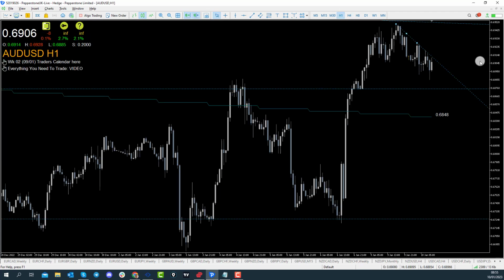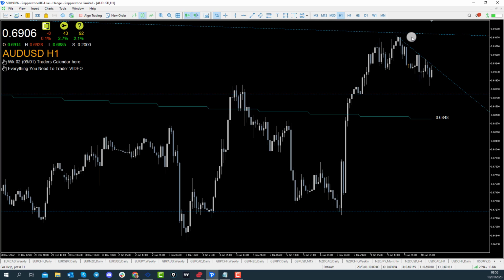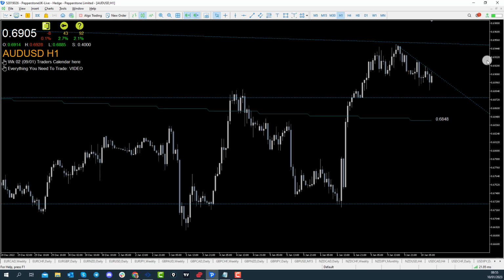What I have done on the hourly time frame is just popped in a little trend line here. The reason being is because at the moment on this hourly time frame, the price is technically trending to the downside. We've got multiple lower highs, multiple lower lows. So what I would want to see is that broken through. If we could see price trade out of these highs here and close above, that would be a really significant move, and I think that would then kickstart the move to the upside for Aussie US dollar.